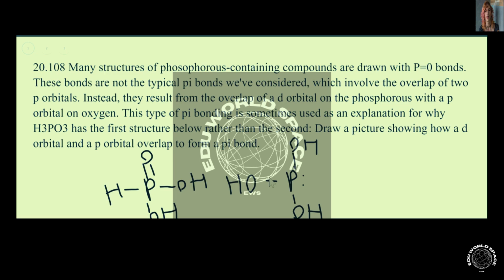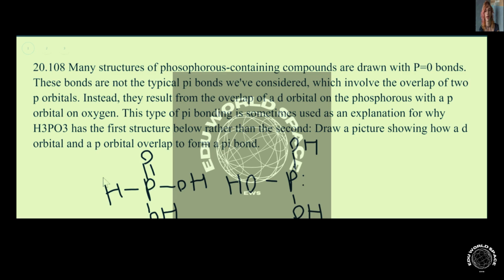This type of pi bonding is sometimes used as an explanation for why H3PO4 has the first structure below rather than the second. So in the first structure, we have a double bond to an oxygen, while in the second, we put a lone pair of electrons on the central phosphorus atom. So presumably, it's the overlap between a p and a d orbital that forms this pi bond, this double bond between phosphorus and oxygen in the first structure.